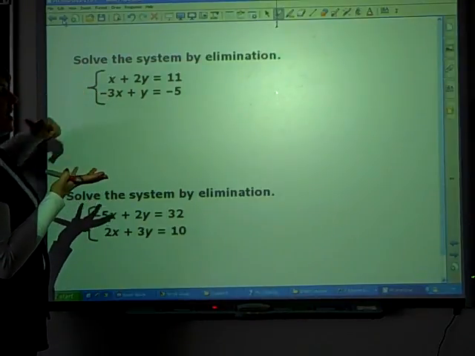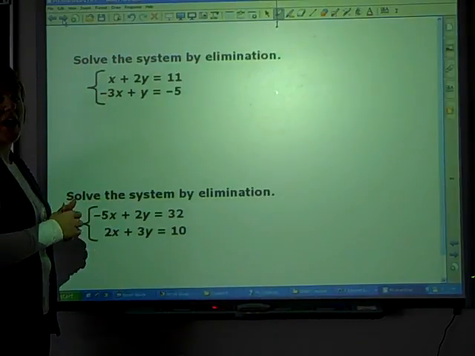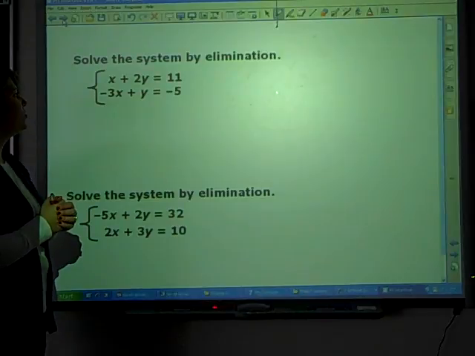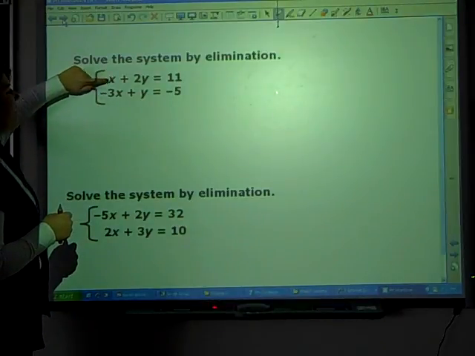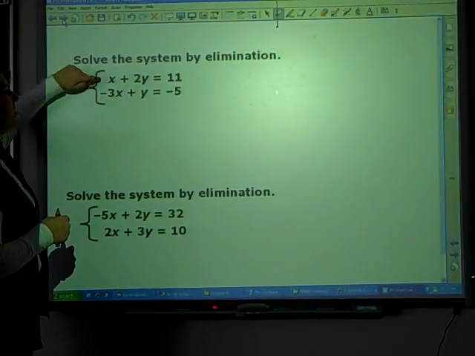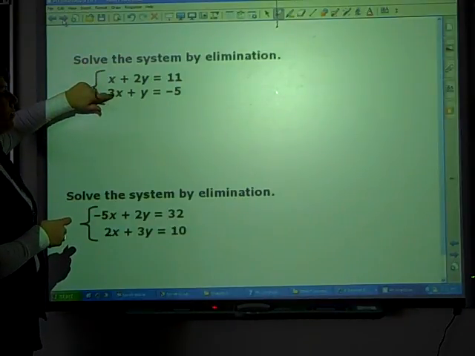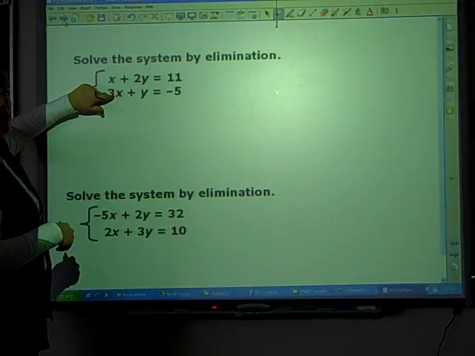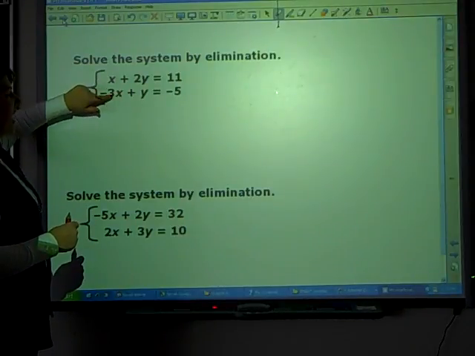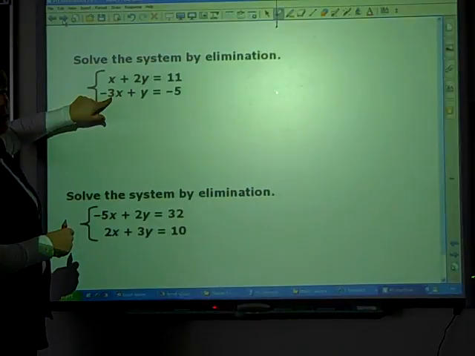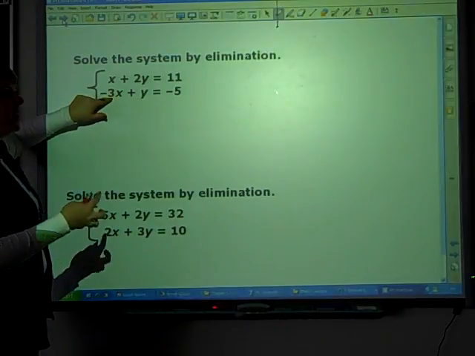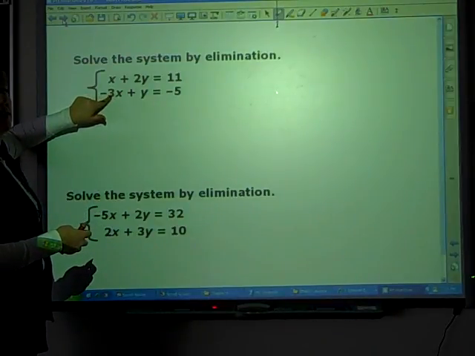There's not a reason why I couldn't have eliminated the y's if I wanted to, but I'm going to choose to do the x's. So if I want to eliminate the x's, that means I'm going to have a positive 3 up here, because that way I could go 3 plus negative 3, and they would cancel each other out. I just got that from looking at this 3 right here. I didn't just magically invent 3. It's because of that coefficient right there.